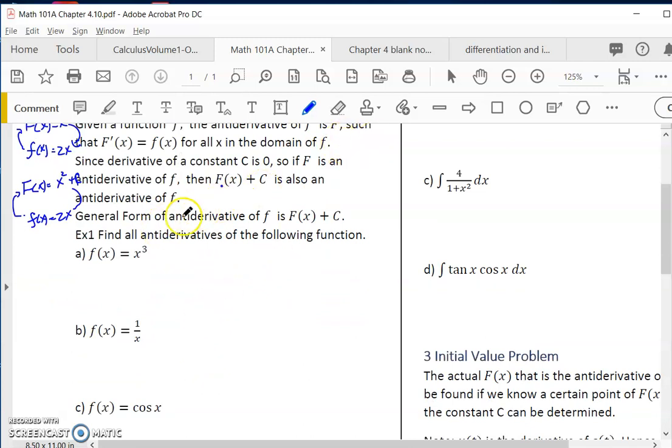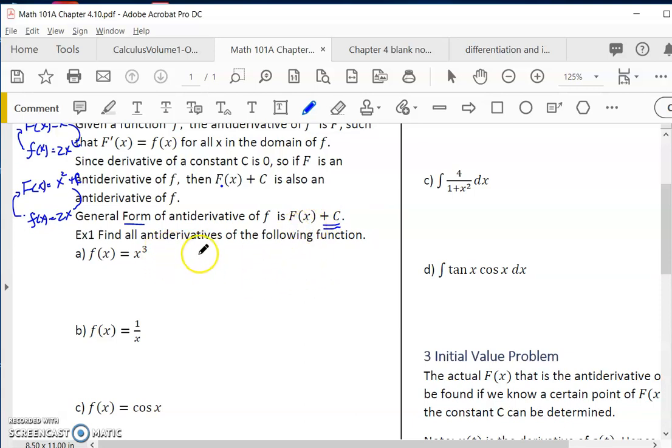So if you are to find an antiderivative, you assume that you are finding the general form of the antiderivative, which is a family of functions. It's not just one function, big F of x. It's big F of x plus c. So you always write plus c. Please always write plus c to make sure that you cover all different functions.